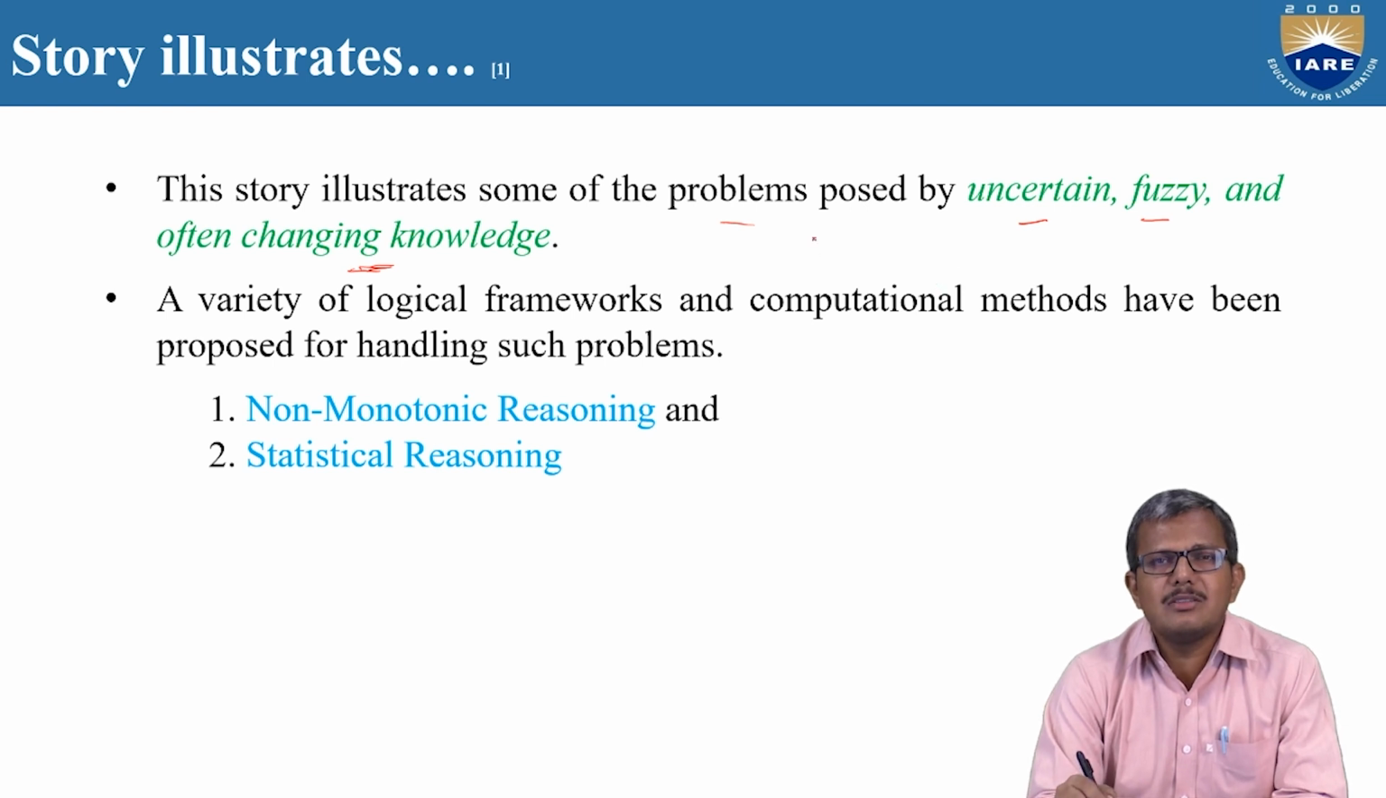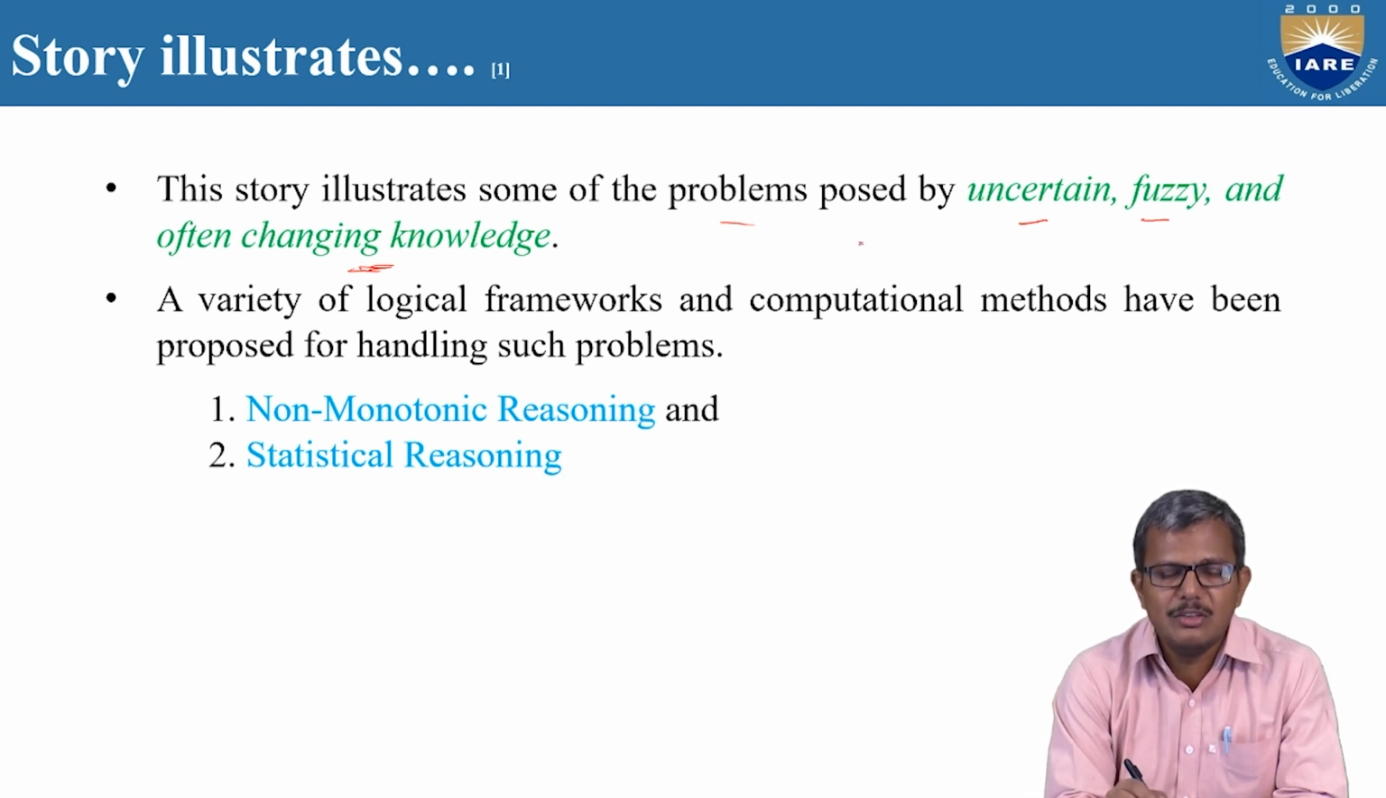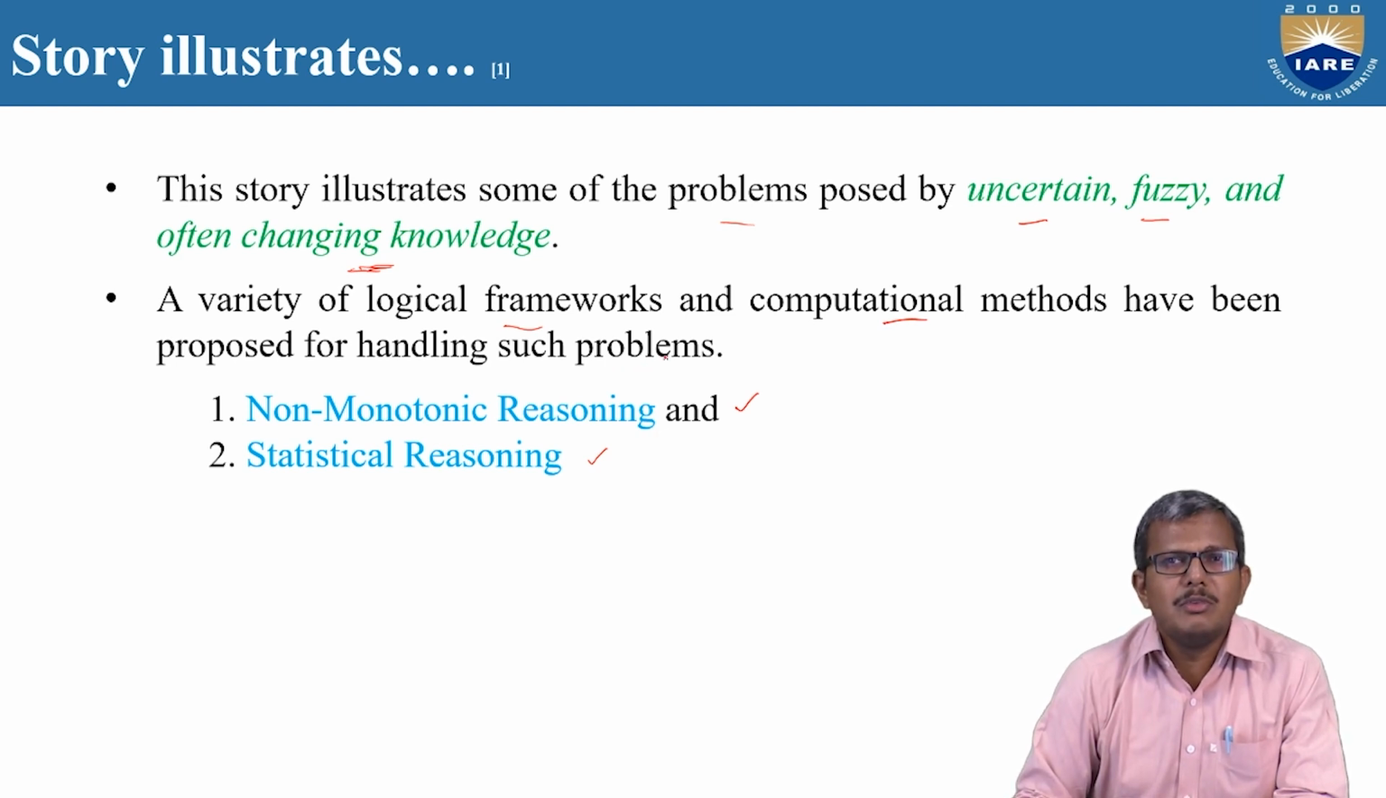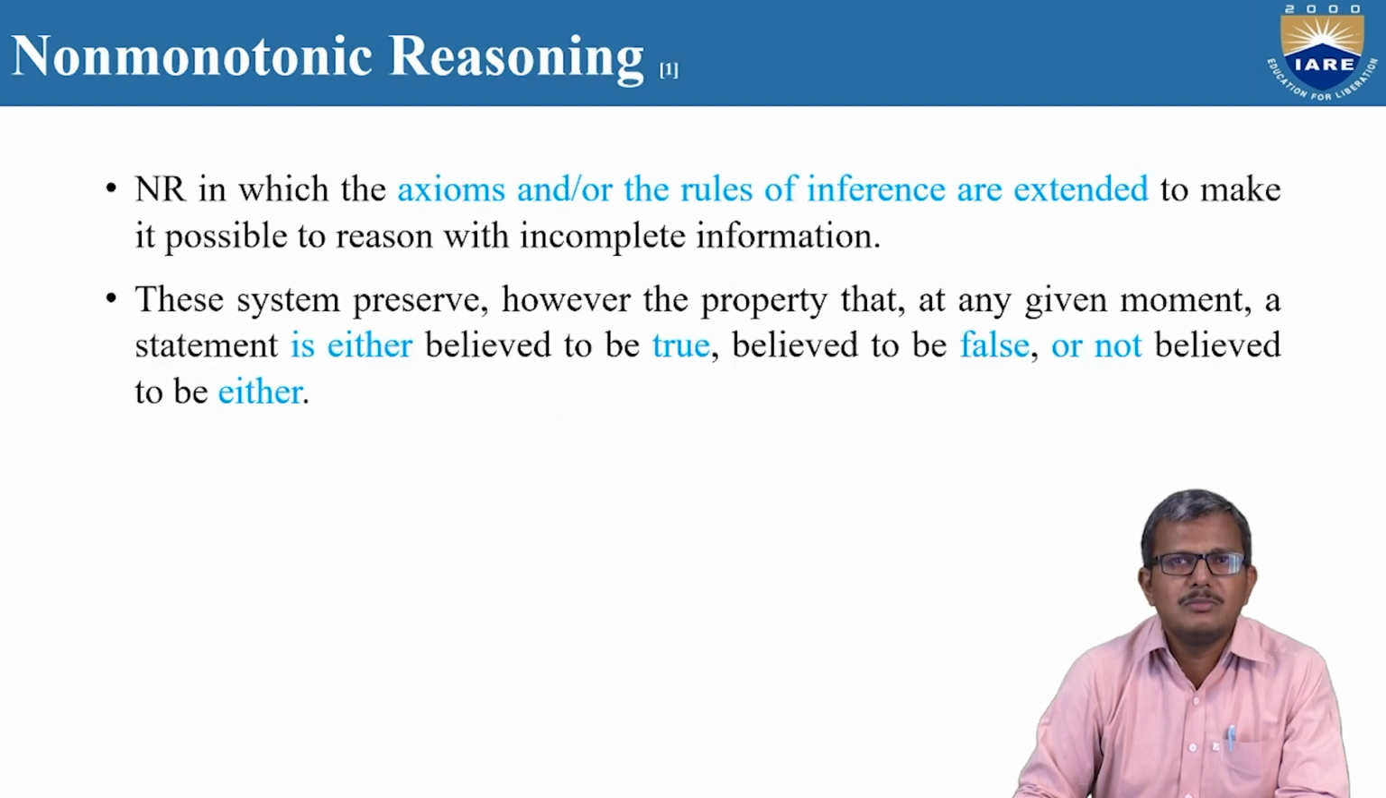So we should get some kind of solution in order to give reasoning even in uncertainty situations. For that, different logical frameworks and computational methods have been proposed by different people. Those are the non-monotonic reasoning and the statistical reasoning. These are the two important techniques, or logical frameworks, through which we can handle the problem of uncertainty while giving reasoning. We will clearly see what non-monotonic reasoning and statistical reasoning are with some examples.